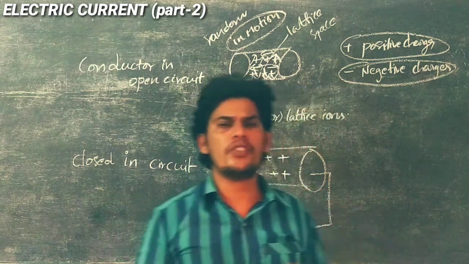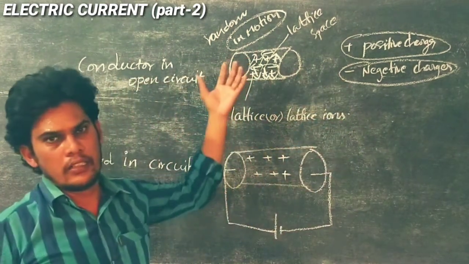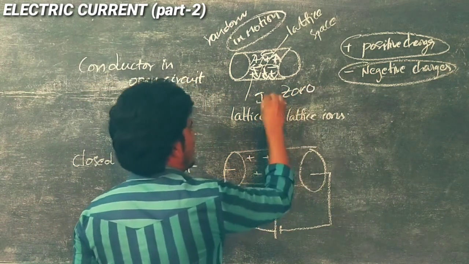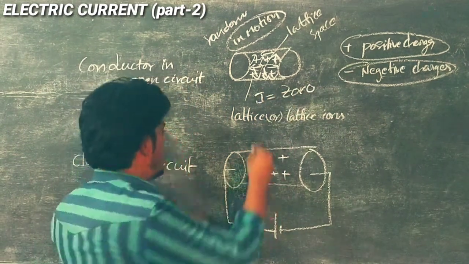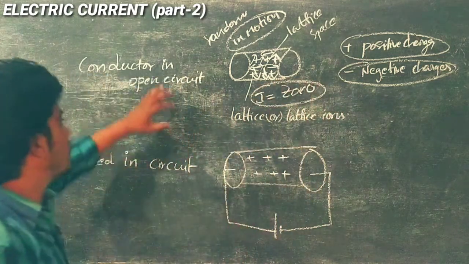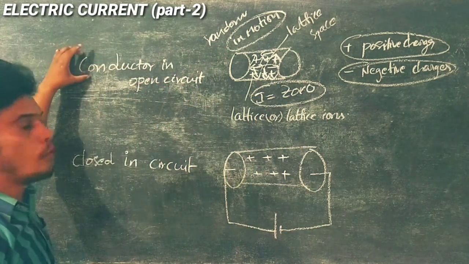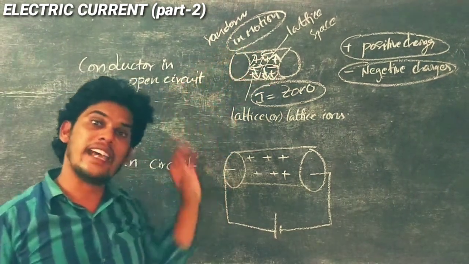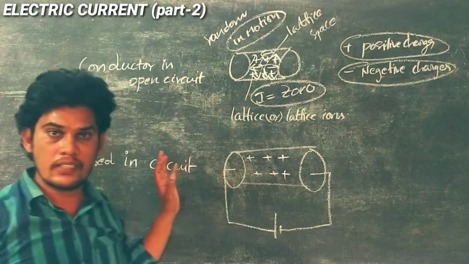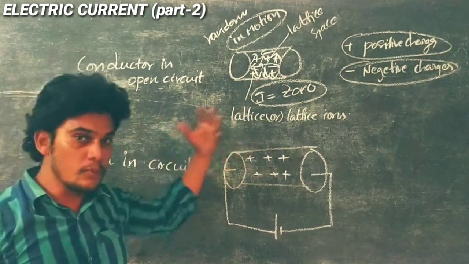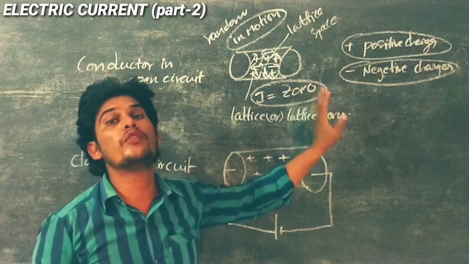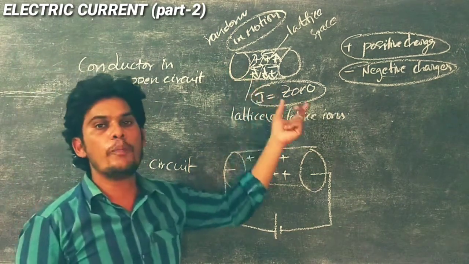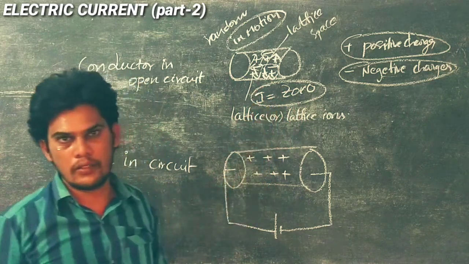Due to this random motion, the electricity becomes zero. Actually, current is denoted with I. So the current I becomes zero when the conductor is open in circuit. Why? Because even though there is a movement of the electrons, a movement of the charges, that electron movement is not in a uniform way. That's why the total current produced in the open circuit of the conductor becomes zero.